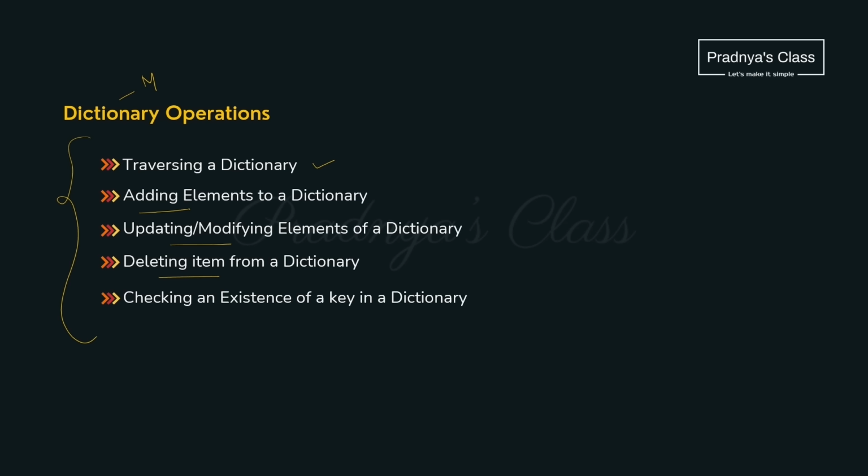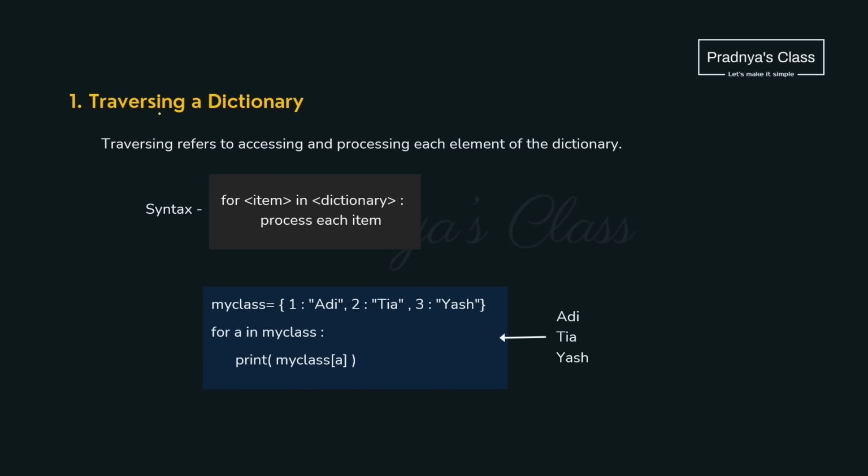Let's take a small tour of all these operations. Here is the first operation, traversing a dictionary. For that we use a for loop. When we traverse over the dictionary, we will be traversing based on key. Look at this example. For A in my class, A is nothing but key.